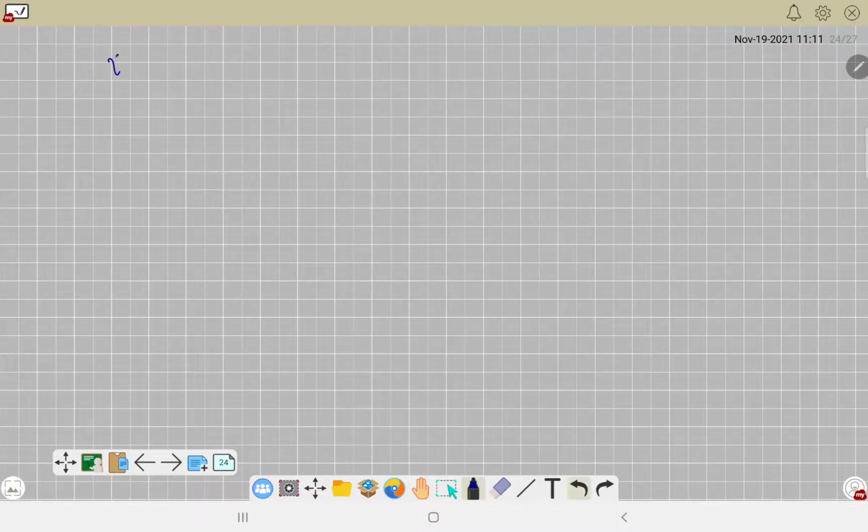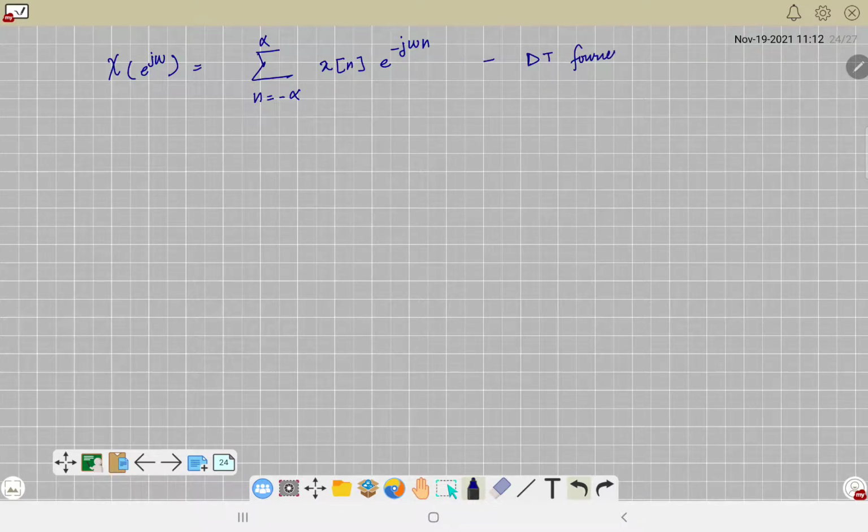So we have X of e raised power j omega equivalent to summation n runs from minus infinity to plus infinity x of n e raised power minus j omega n. This is the discrete time Fourier transform. And then the inverse equation, which helps us to get back our time domain expression from the frequency domain.